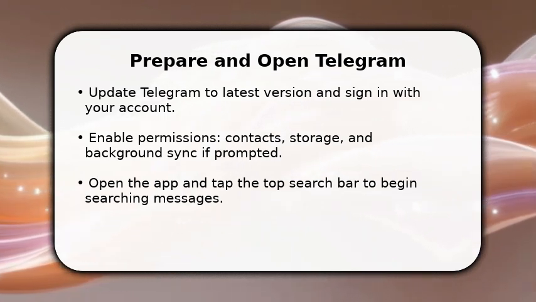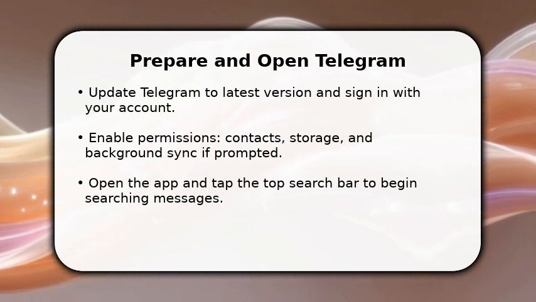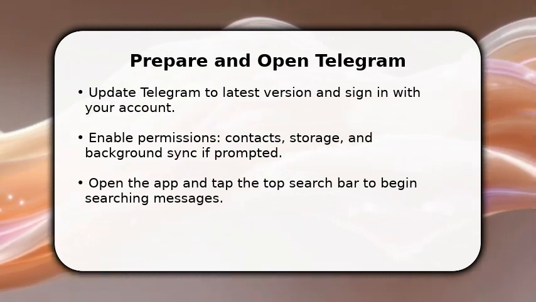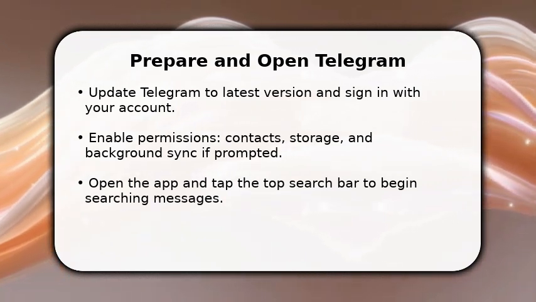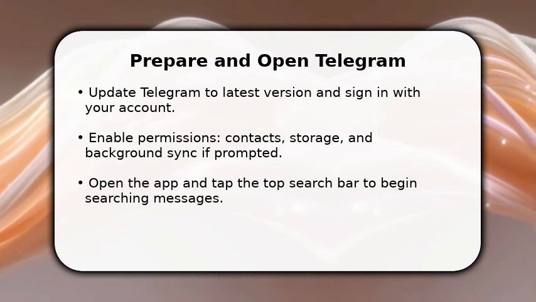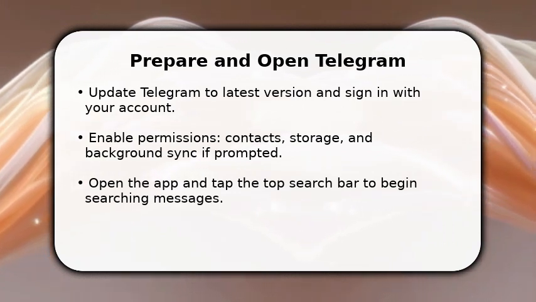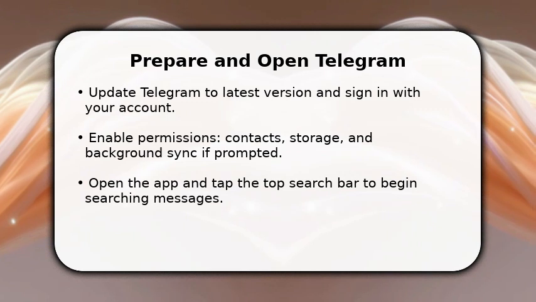Now tap the search field at the top of the main screen. This opens global search across chats and channels. You will see recent searches and suggestions immediately. Use this entry point, global versus in-chat search, because choosing the right scope changes what messages appear and surface.